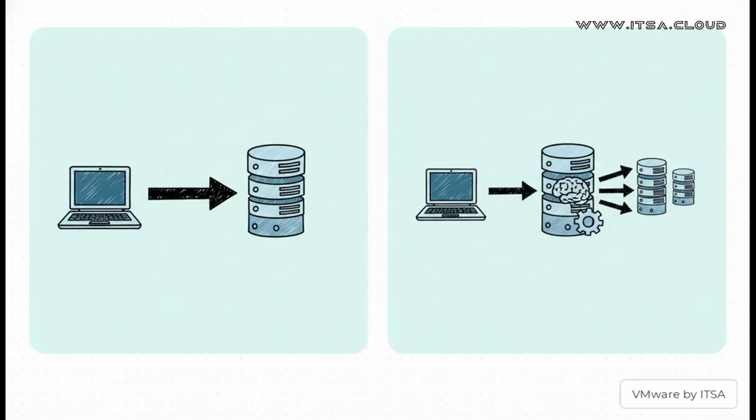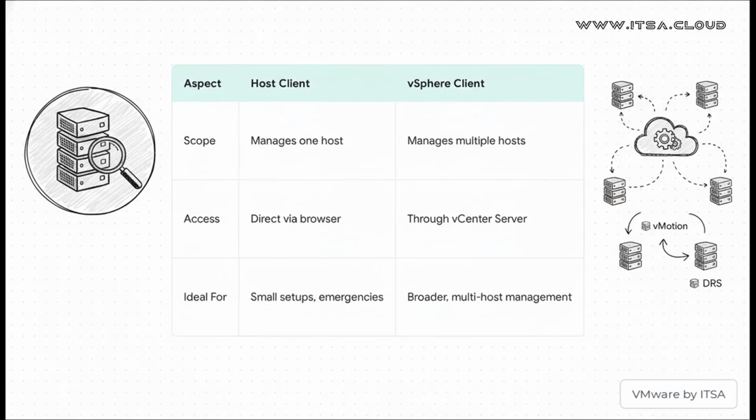So let's just put them side by side so there's absolutely no confusion. On one side, you have the host client. It makes a direct connection to a single ESXi host. On the other side, you've got the vSphere client. It doesn't talk to hosts directly. Nope, it talks to the big boss, the vCenter server, which then manages your entire infrastructure. And this table really nails the when to use what question. Just look at the scope, a single host versus the whole data center. The host client is your go-to for direct troubleshooting, for small lab setups, or for emergencies. The vSphere client, that's for the big leagues, centralized, large-scale management, and all those powerful features like vMotion and DRS that only work when you have that central vCenter brain.